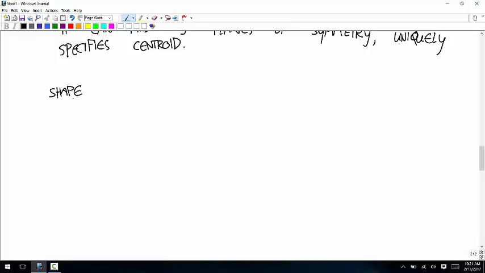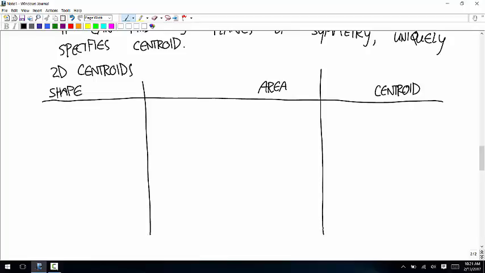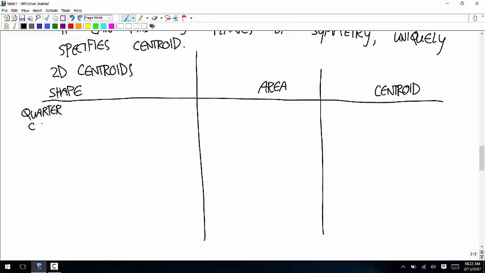let me set up this table. So this is the shape, and this is just for 2D centroids. And I'll give the formula for the area and the formula for the centroids. The first shape is a quarter circle. Something like that.